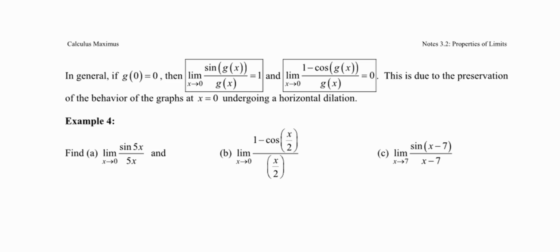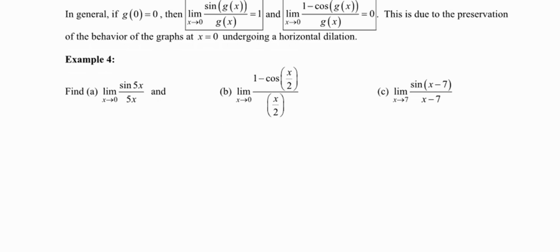So in general, for these cases, as long as g of 0 is not 0, these limits will always be these respective numbers. So if we have the limit as x approaches 0 of sine of 5x over 5x, notice how these are the same thing, then that limit is going to equal 1. We have 1 minus cosine of x over 2 over x over 2, they're the same function. So the limit as x approaches 0 of anything in that form is going to be 0.